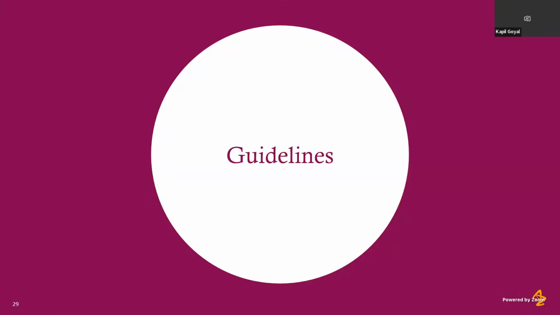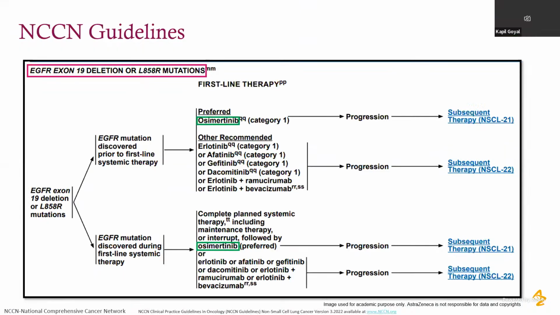So let's talk about what the guidelines are saying regarding the use of osimertinib. Here we have NCCN guidelines for EGFR exon 19 deletion or L858R mutation. If the mutation report is available when the patient is still treatment naive, the category 1 indication is osimertinib, and it is a preferred therapy. Although erlotinib, afatinib, or gefitinib can be used, they are also category 1 indications, but they are not the preferred ones because of the reasons I discussed earlier. Although if the financial constraints are there, then definitely we can use any first generation TKI as well.